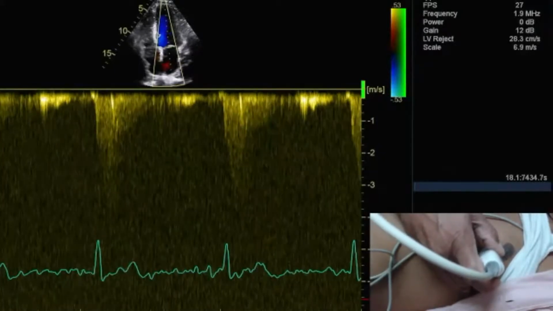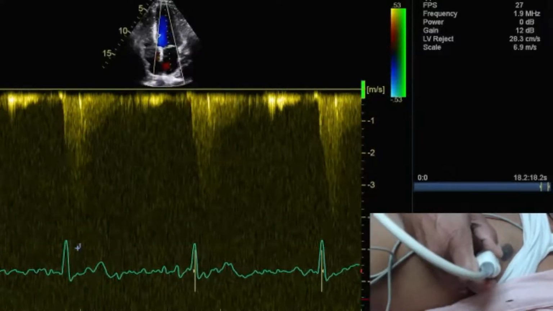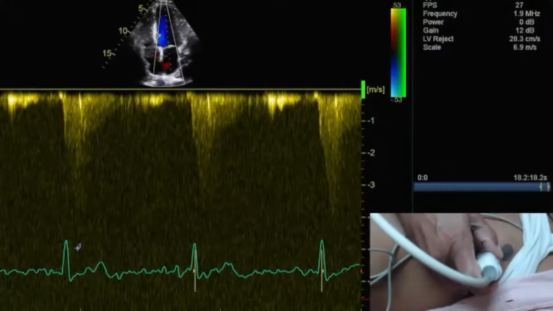So look, I'm doing a spectrum again. The velocity is almost 4.5 or close to 5 meters per second. What does this mean? MR jet regurgitation velocity is 5 meters per second. It has a gradient of 100 millimeters of mercury. So the blood pressure of this patient is at least 100 plus LA pressures. So that's what it means.